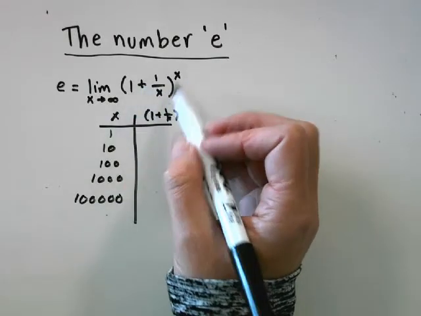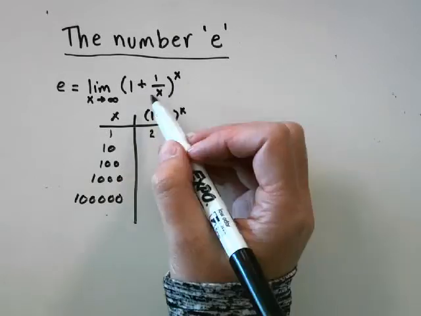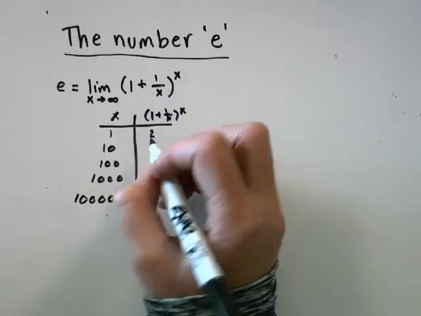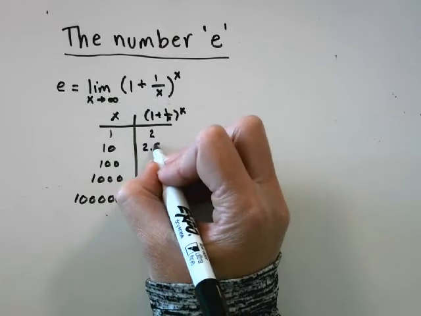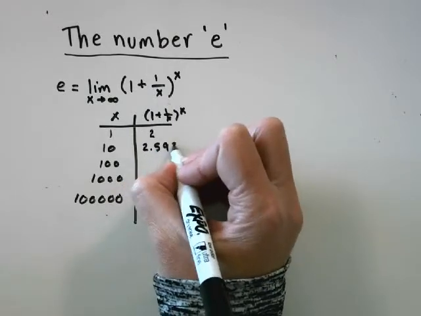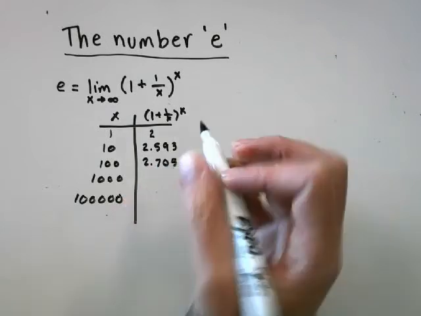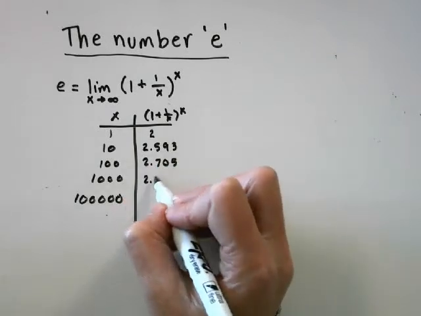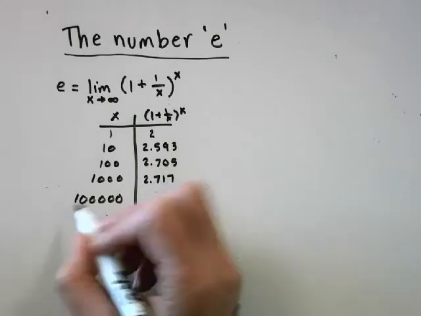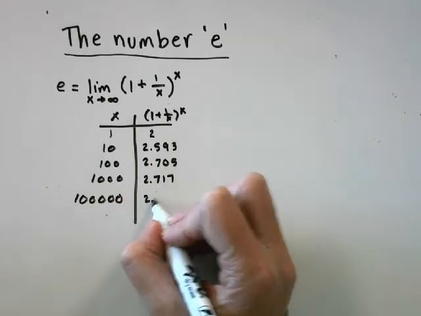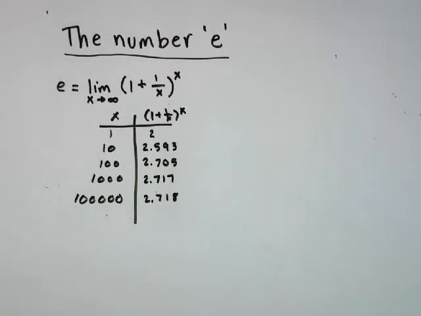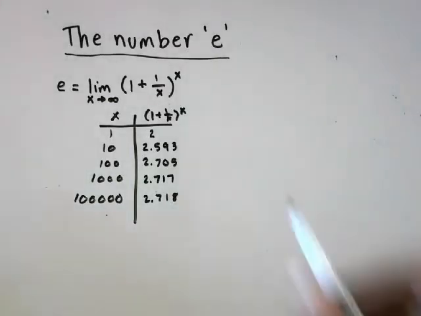So 1 plus 1 over 1 to the 1 is 2. Then we replace those 2 with 10 to get 2.593, then we get 2.705, then we get 2.717, this one's going to be 2.718, and that's where it tapers off.